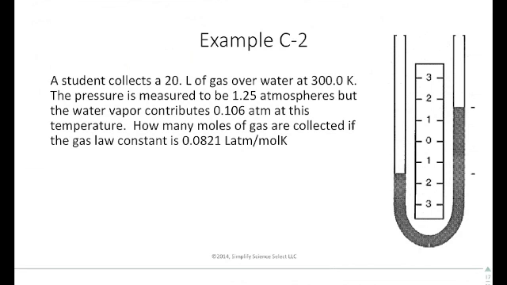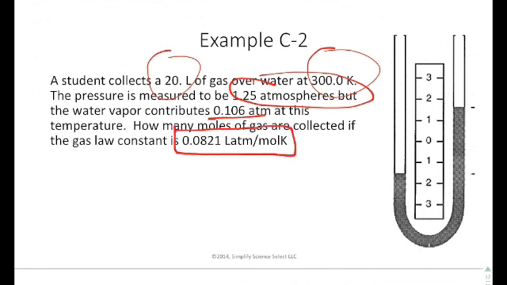Now, this one says a student collects 20 liters of gas over 300 Kelvin. The pressure is measured to be 1.25 atmospheres, but water vapor contributes 0.106 at this temperature. How many moles of gas are collected at 0.0821 moles per Kelvin? Now this is an example of a question that we will do later this year that involves gas laws. And the specific thing that we're going to look for here is called PV=nRT. And you're familiar with it from earlier.